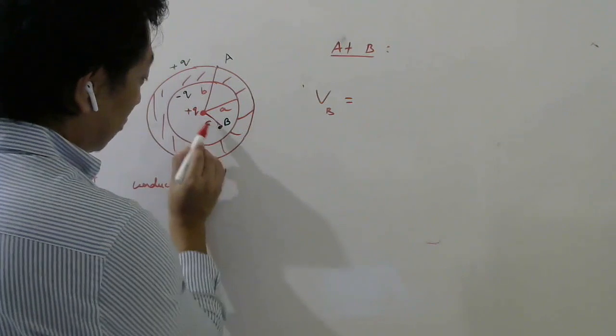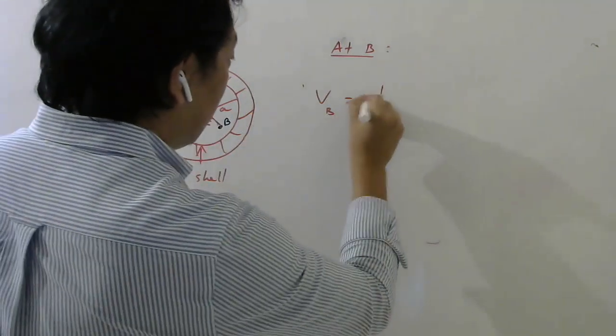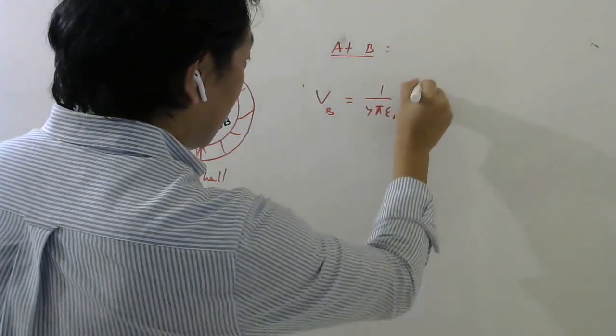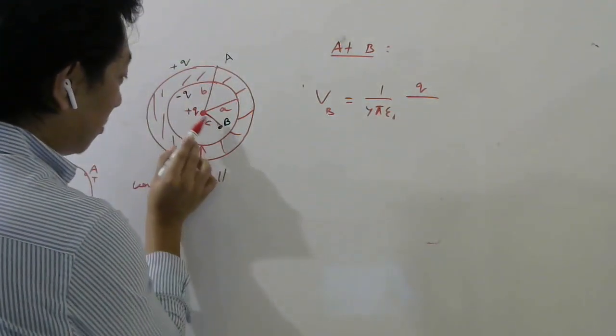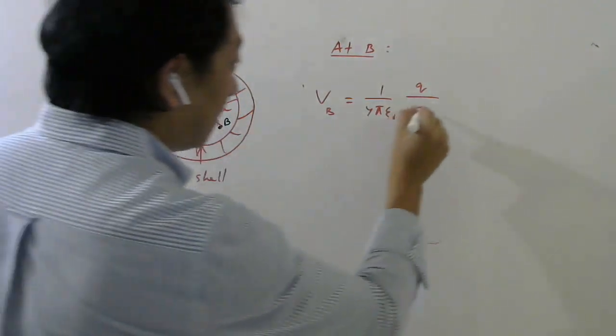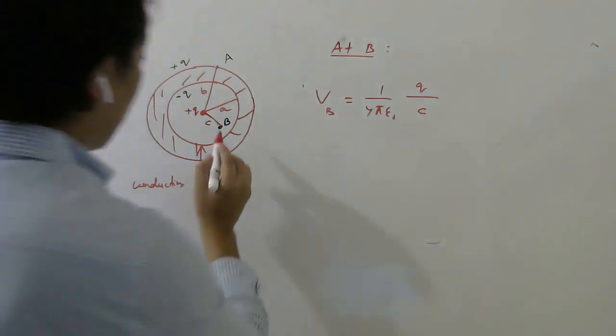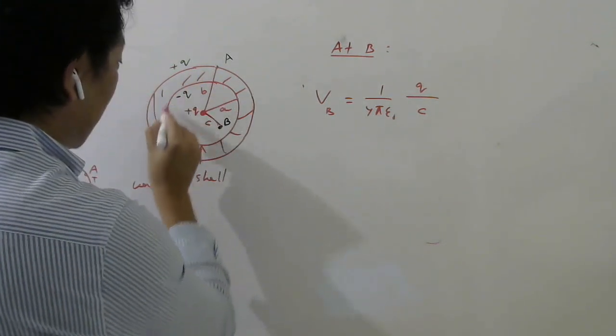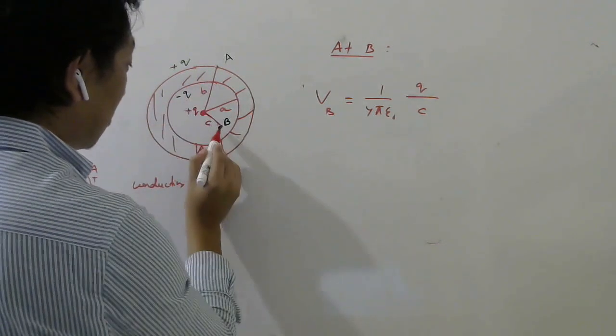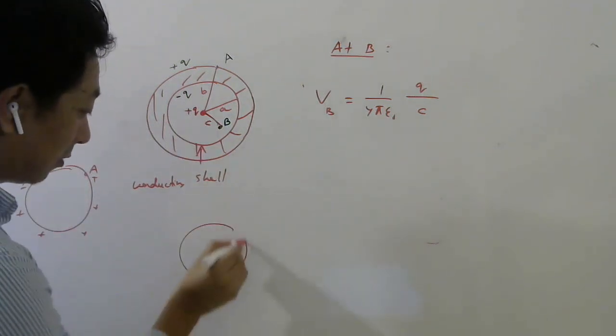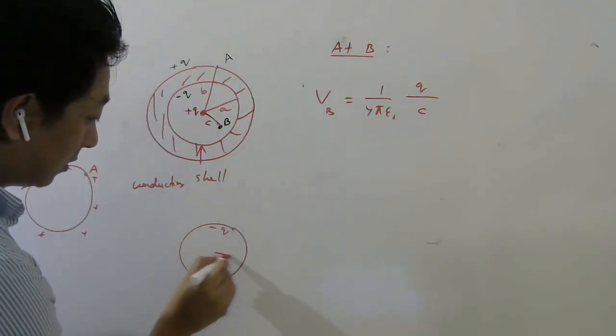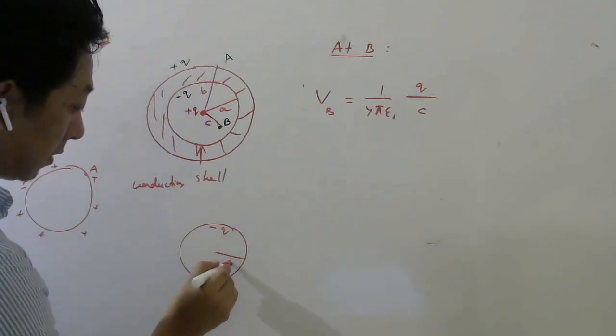Now for this charge, where is this point? Outside. So the formula will be 1 by 4 pi epsilon naught q divided by the distance from center to observation point, which is C. Okay, now this point is where for this charge? For this charge, this point is inside. So if you look separately, it will be like minus q here. This radius is A and B is here.